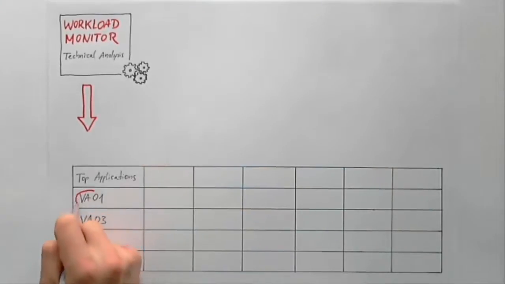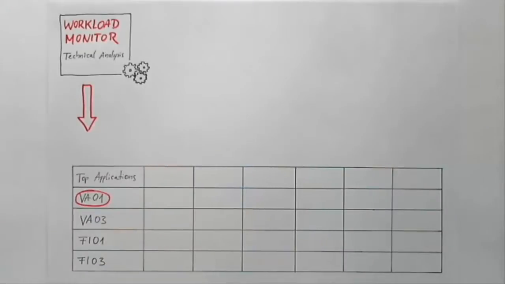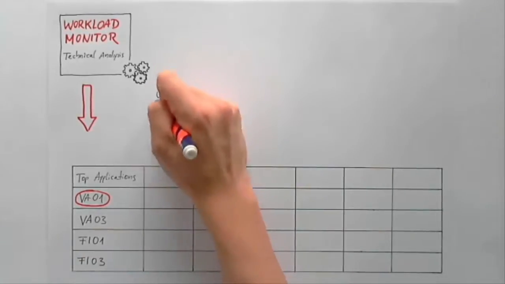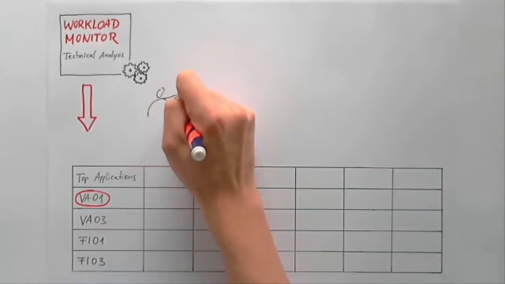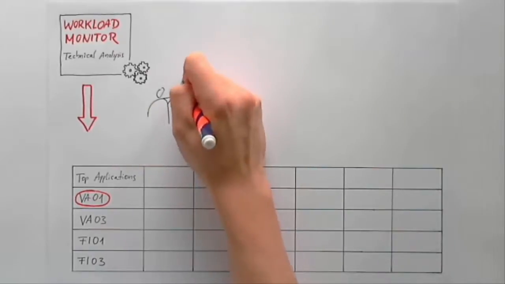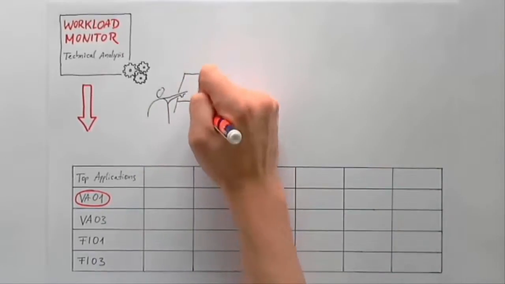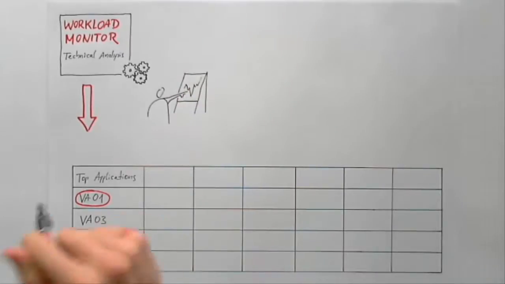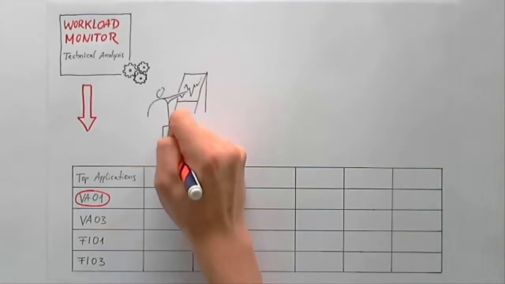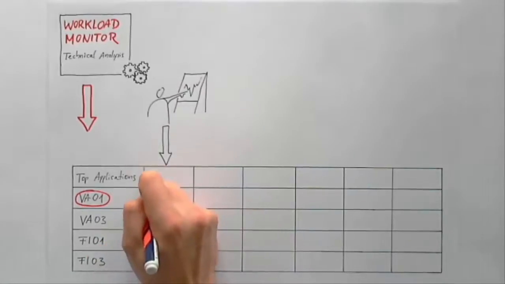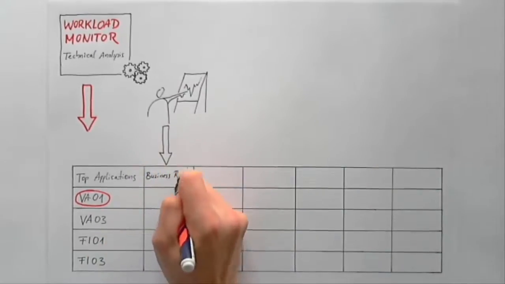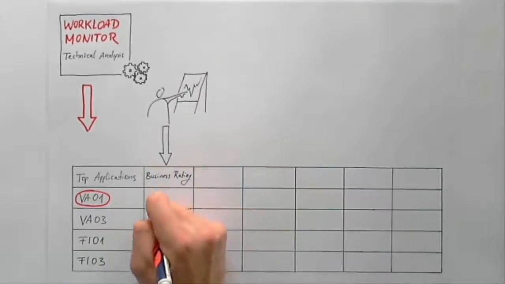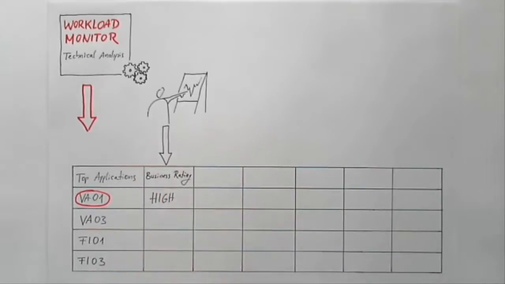In our example, one of the most frequently used transactions is VA01, create sales orders. Let's take a closer look at this example. As a follow-on step, you could now ask your business how they would rate the importance of this transaction. Not all transactions in your top list will be of the highest importance from a business perspective. In this example, however, the line of business has rated VA01 as very important.